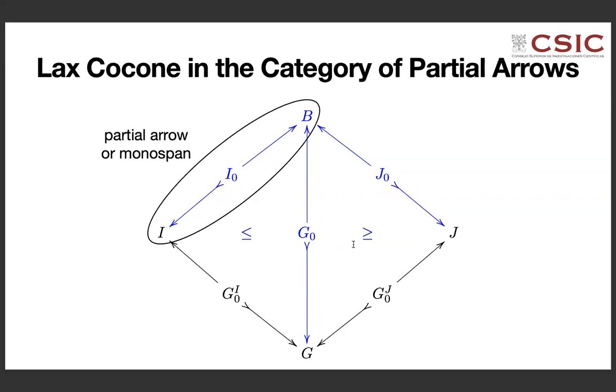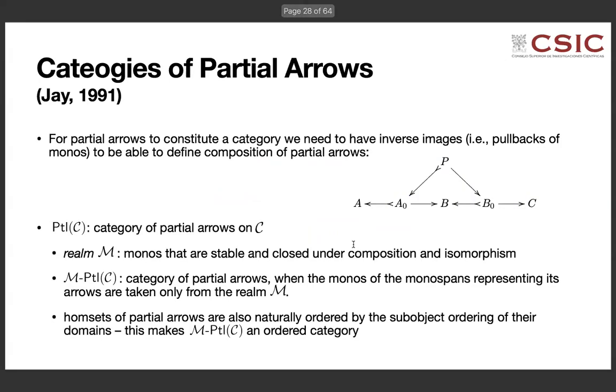And then the Lux cocone that models the conceptual blend would be seen using this category of partial arrows. If we look in this way, then to be a category, we need to define the composition of these partial arrows, and that we can do if we have inverse images. So if we can have pullbacks of monos, we can compose one arrow and another arrow by computing the pullback, and we have the composition, and it's again a partial arrow.